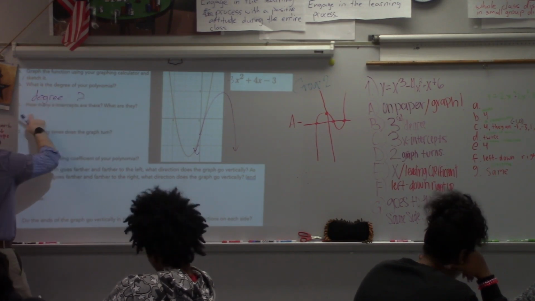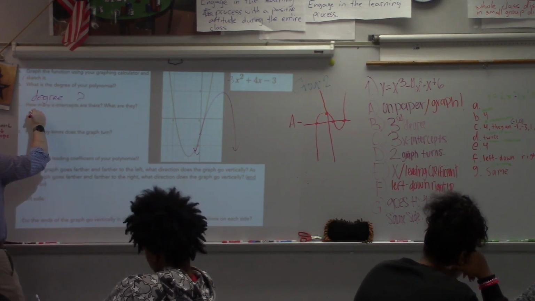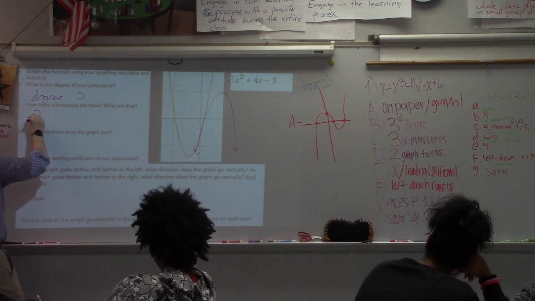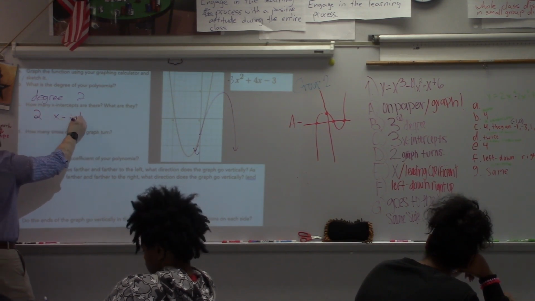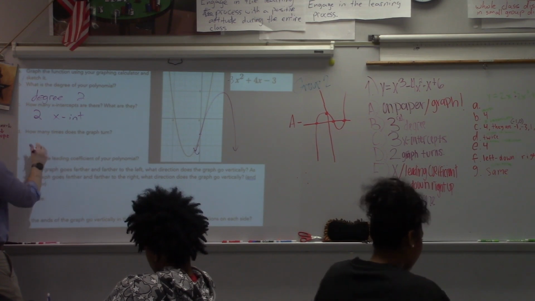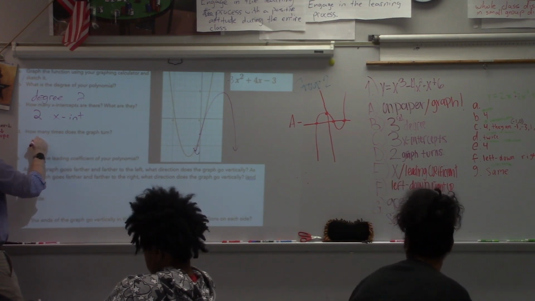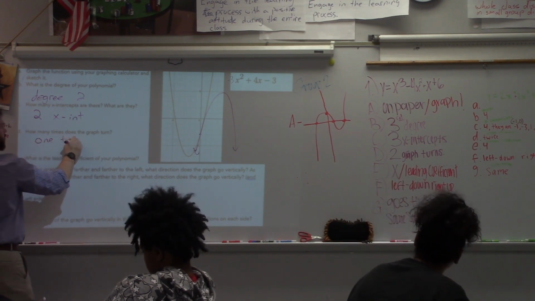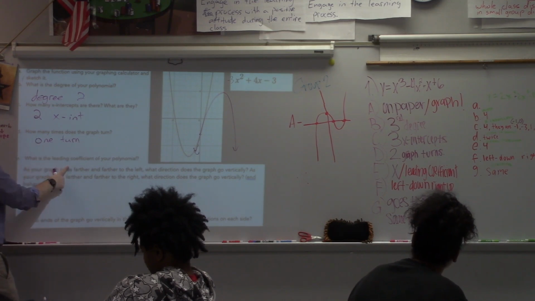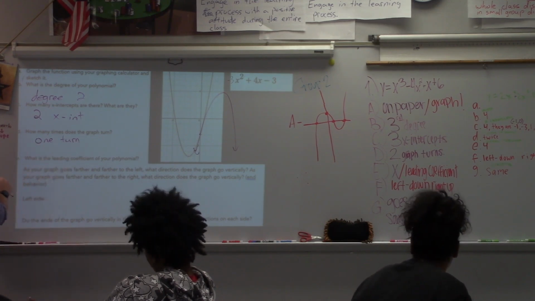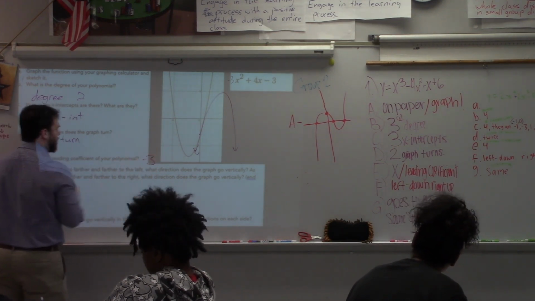So degree 2, how many x-intercepts? 2 x-intercepts. Yes. How many times does the graph turn? 1 turn. What is the leading coefficient of the polynomial? It's what? Leading coefficient is -3.